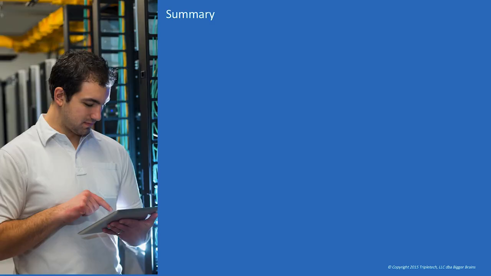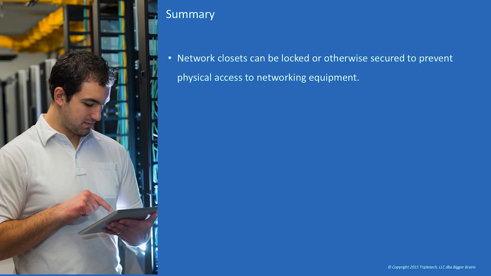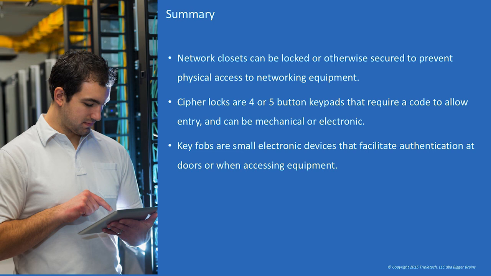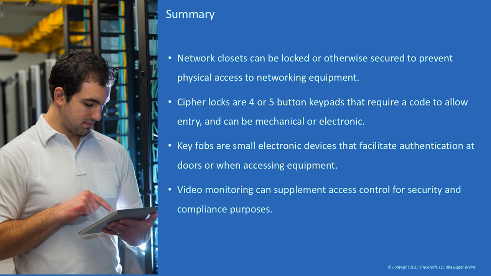Here's a quick recap of what we've learned in this lesson. Network closets can be locked or otherwise secured to prevent physical access to networking equipment. Cipher locks are 4 or 5 button keypads which require a code to allow entry and can be mechanical or electronic. Key fobs are a small electronic device which facilitates authentication at doors or when accessing equipment. And video monitoring can supplement access control for security and compliance purposes. So this seems pretty straightforward, but it's definitely something that needs to be considered. That's true.